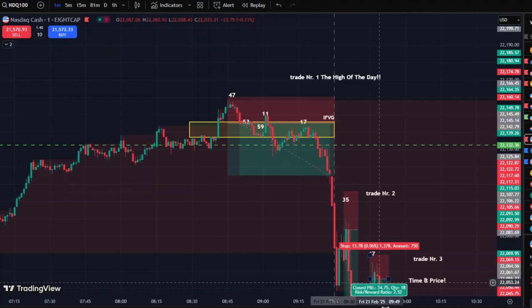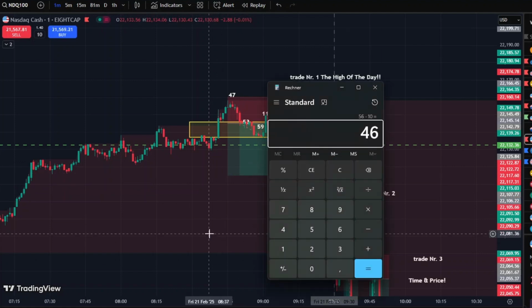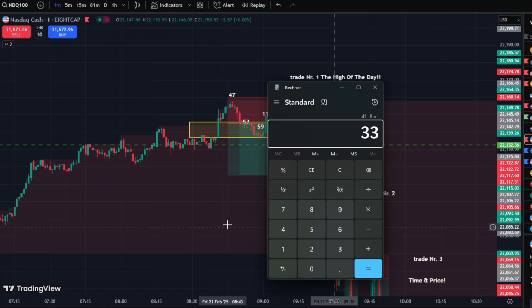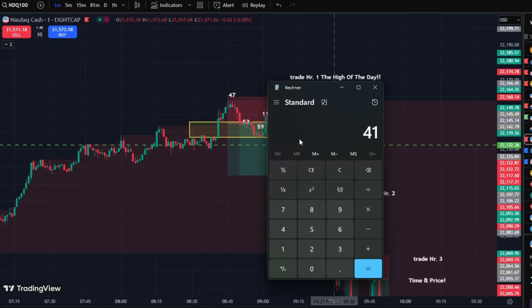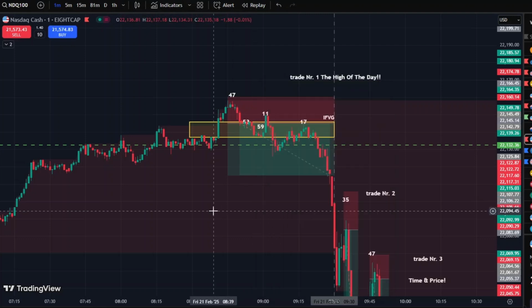41. So if we do this, 41 minus 8, 33, this is not a CE number. So let's do, it was, one moment, yeah. 41 plus 8 doesn't give us anything. So for me it was a 41 fair value gap.